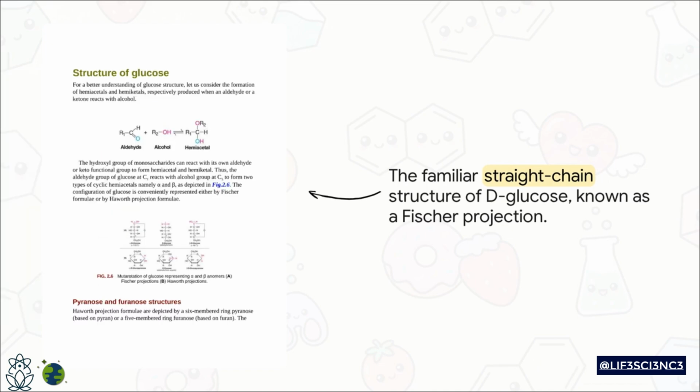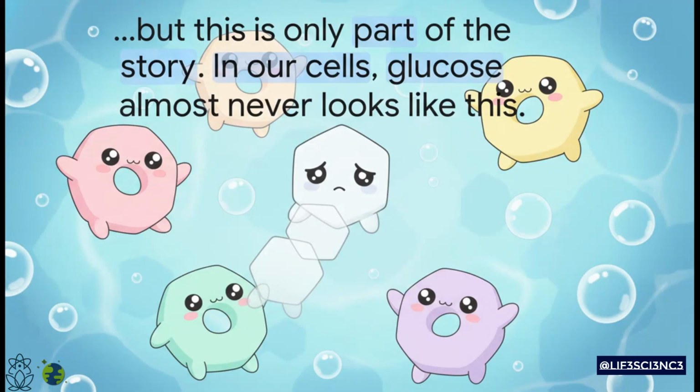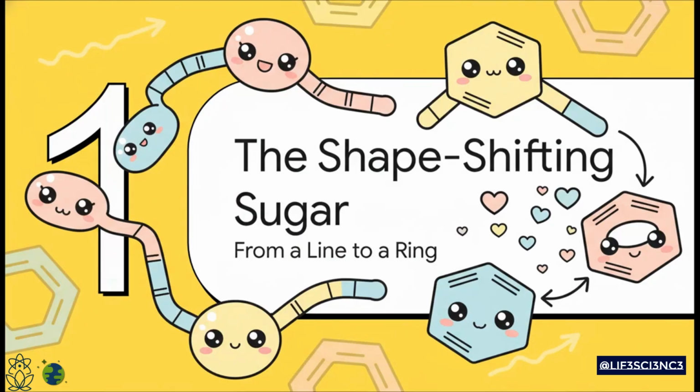Easy peasy. But, and this is a huge but, in the real world, inside our bodies, in that watery soup of our cells, glucose almost never looks like this. That straight line, it's just a blink and you'll miss it moment in a much, much more interesting story. You see, glucose is kind of like a natural-born contortionist. It doesn't want to stay stretched out. It'd much rather fold up on itself, twisting from that straight line into a comfy, stable ring. So, how does it do it?